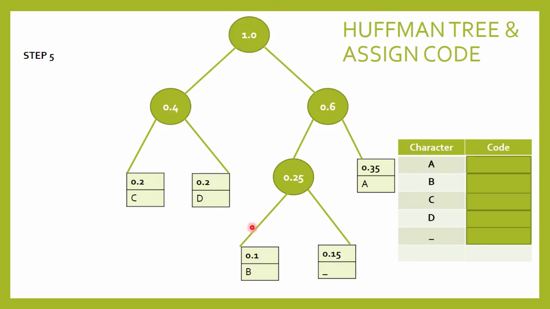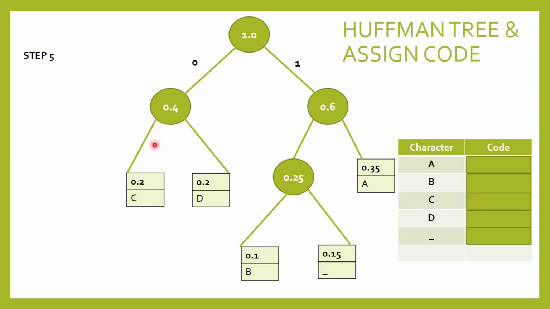Now we have to get the Huffman code. How to get the Huffman code? Always remember, start from the root till the leaves. You have to assign a code. You have to assign a bit to each branch. How to assign a bit to each branch? You start from the root and assign the left branch as 0 and the right branch as 1.